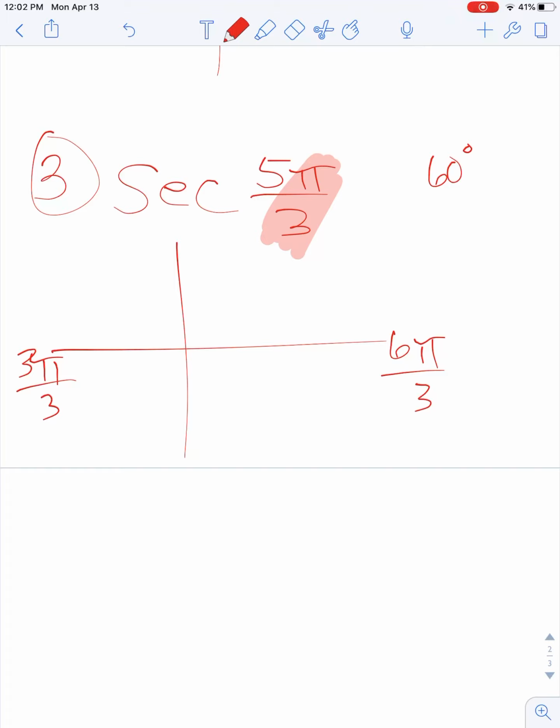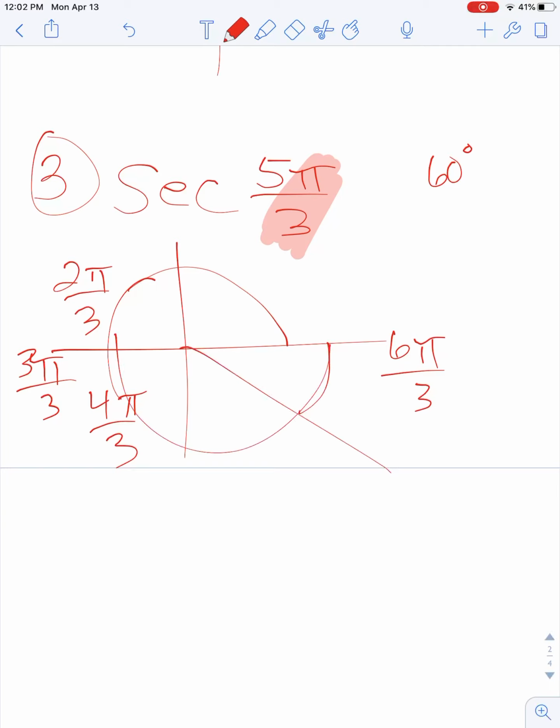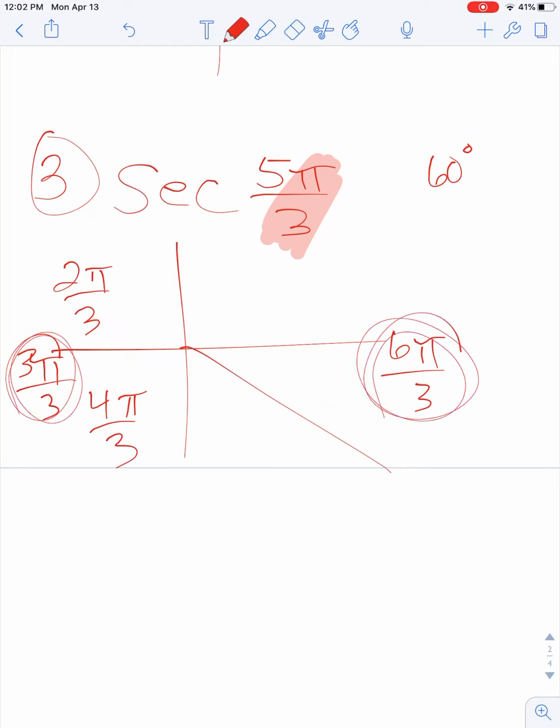And so now I think, where is 5 pi over 3? Well, 1 less over here would be 2 pi over 3. 1 more would be 4 pi over 3. I get all the way to here, I need to be 1 less. Remember, you never go off of 90, you never go off of 270. So we're always looking at these. Okay, so I'm 1 less than 6 pi over 3. That tells me I'm in the fourth quadrant. My reference angle is 60.